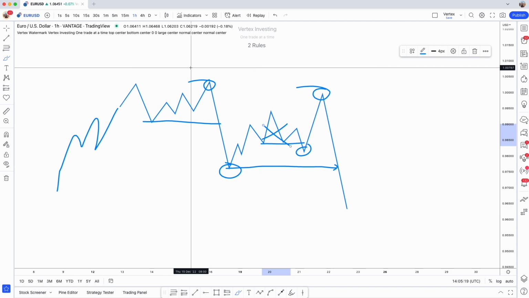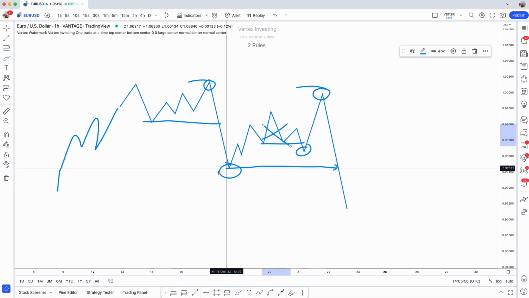Now the 2 rules will be revisited throughout the course, and you'll see everything slowly coming together in terms of tying the structure rules, the 2 rules, and our entry drills. And once we tie that all together, you'll see the 2 rules in play and how it all comes together and creates our overall edge. But these 2 rules are essentially the edge on their own. What I suggest that you do is go back to the structure video, start practicing marking structure, and then on top of that, start practicing marking your 2 rules. So your 2 rules, how to mark them.